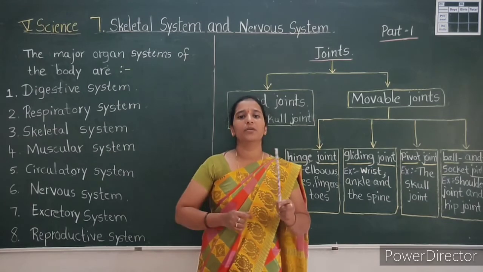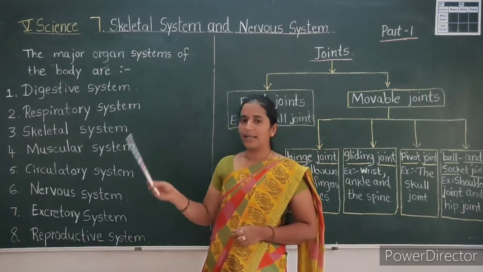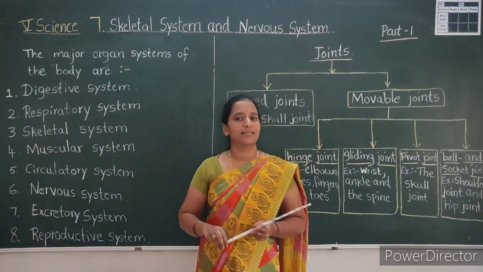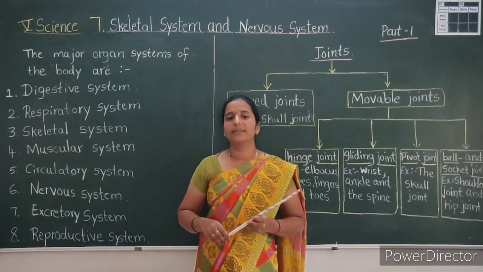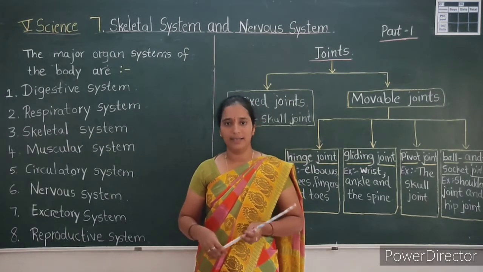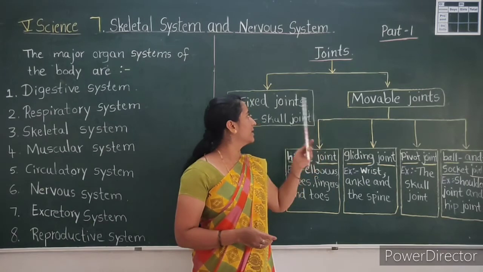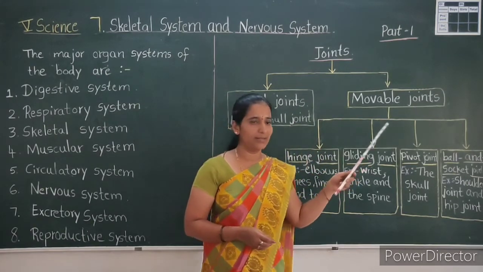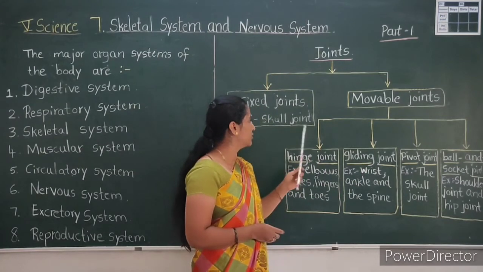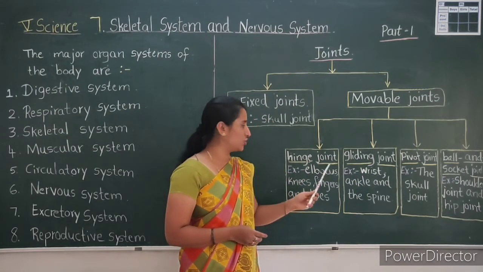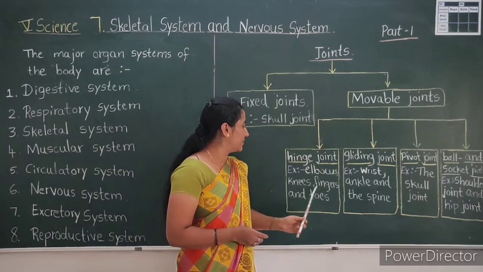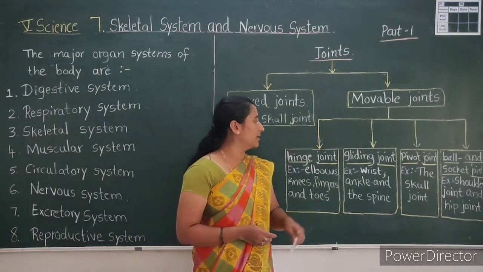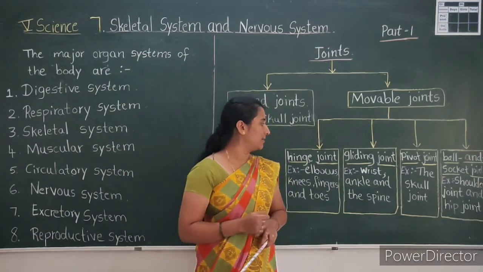So children, today we learned about the skeletal system: the skull, the rib cages, the backbone, and the limbs and joints. There are two types of joints: fixed joints and movable joints. The fixed joint is the skull joint. Movable joints are the limb joints, elbows, knees, fingers and toes, and the gliding joints in the wrist, ankle and spine.